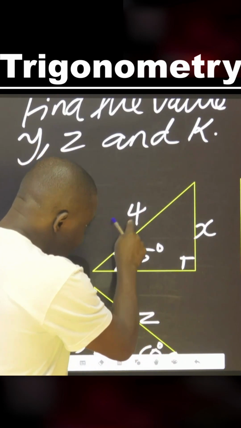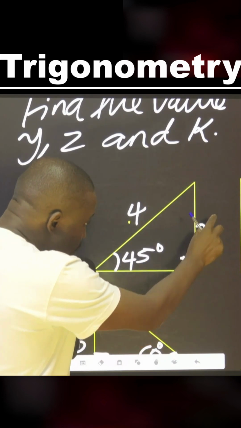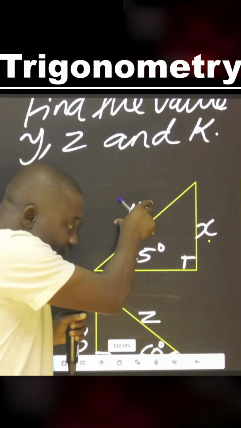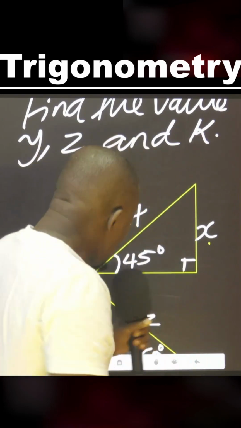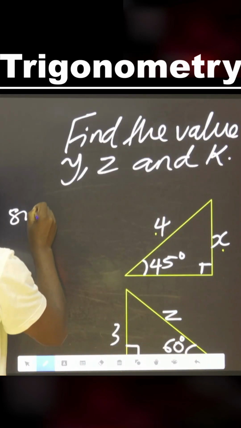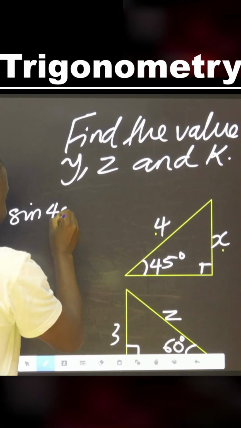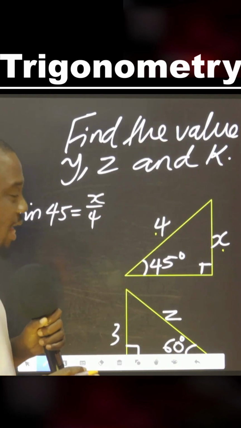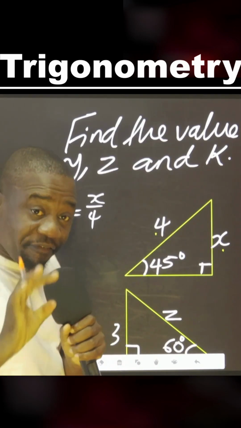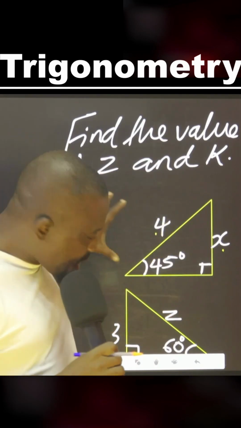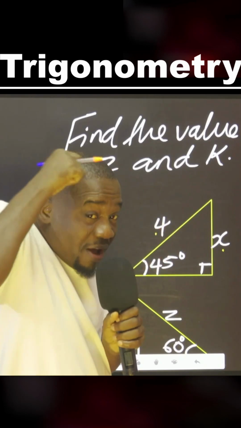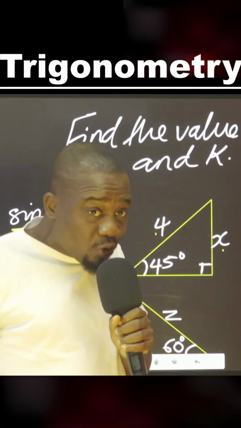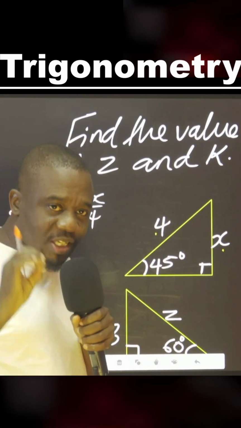This is given to us. This has to be found. When opposite and hypotenuse are involved, it is sine. So we're going to use sine 45 equals to S over 4. Okay? What is sine 45? This is where we concentrate on. With the previous video, we just concluded what was sine 45.